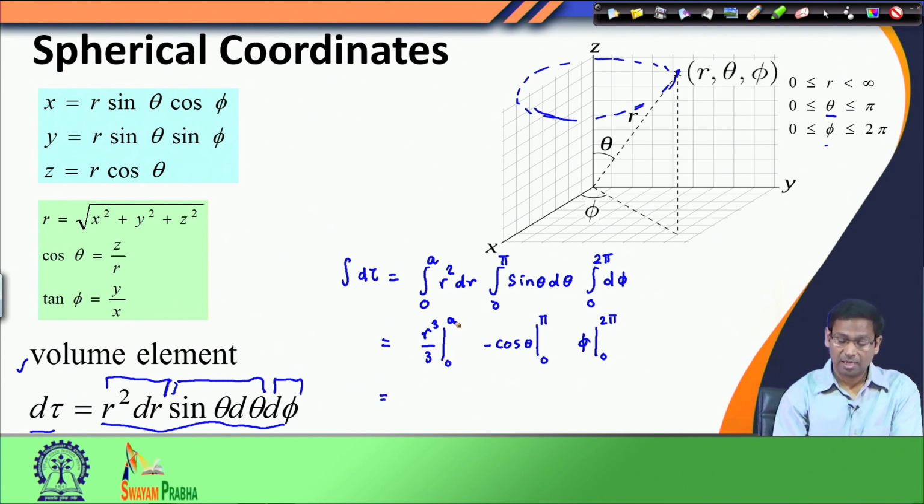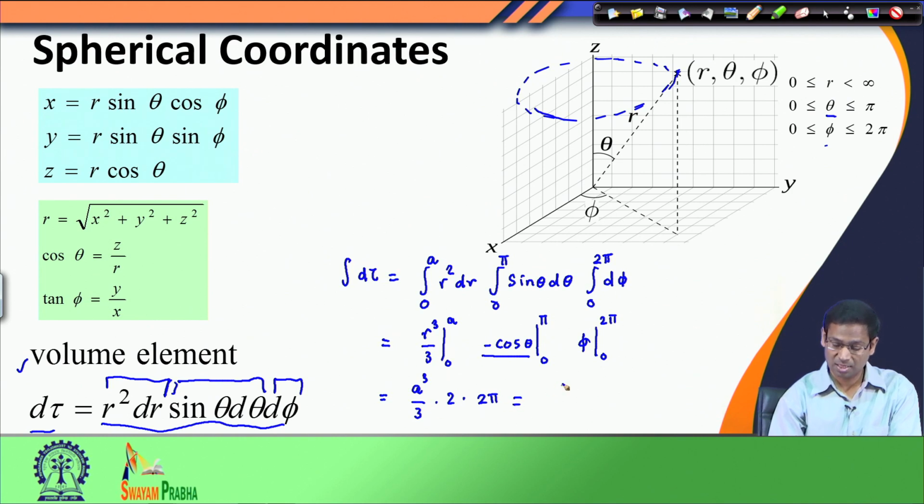So, when I use a, I have a cube by 3, and 0 would give me nothing. So, I am left with only this term. When I look at minus cos, this minus cosine of theta, minus cosine of pi is minus 1, cosine of 0 is plus 1, and then I have this minus sign. When I solve it, I would get 2, and this quantity is 2 pi minus 0. So, I am left with 2 pi.